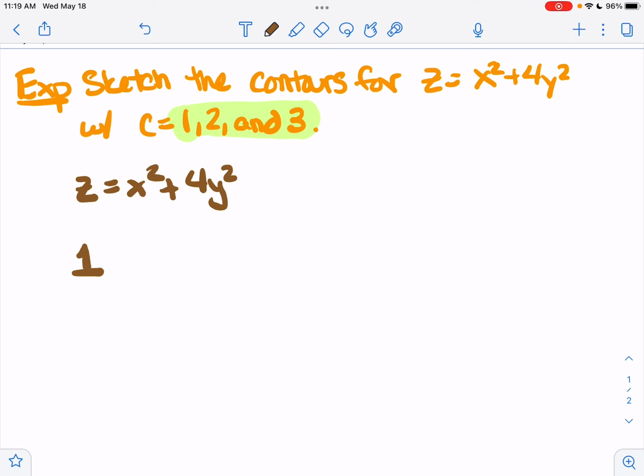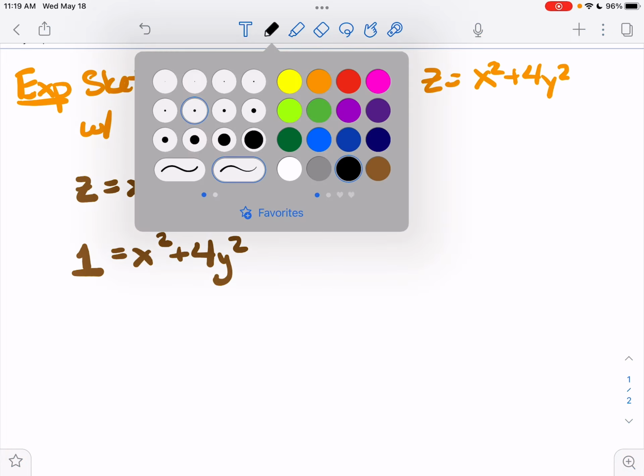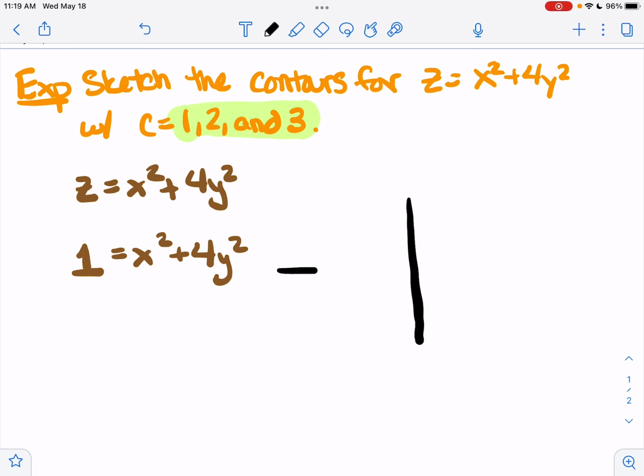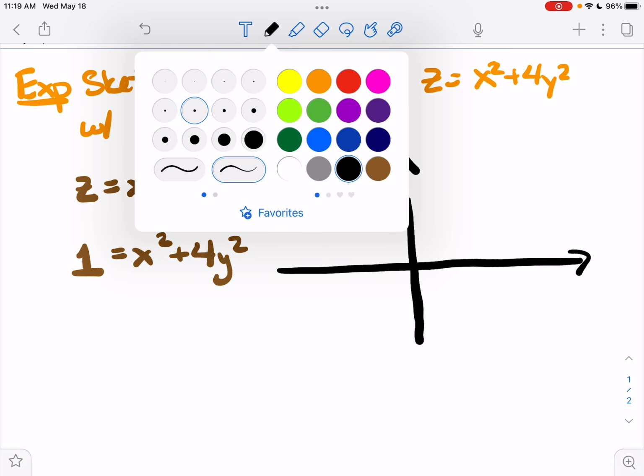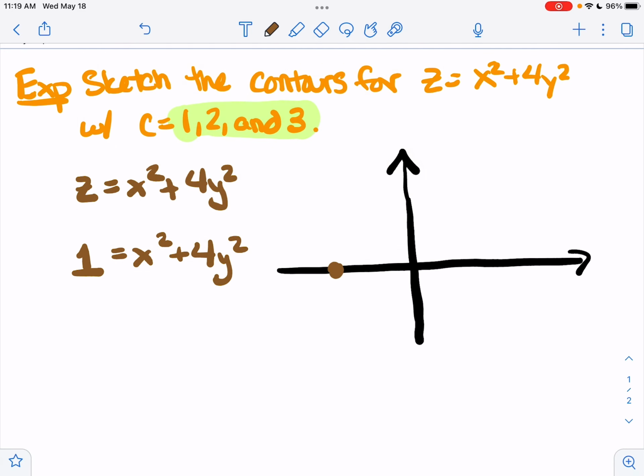So we have z equals 1, so 1 is x squared plus 4y squared, and this is an ellipse, right? So that vertical slice, that trace, is an ellipse, and so we'll draw an ellipse. And what ellipse do we have? If y equals 0, x equals plus or minus 1. So let's start with that, plus or minus 1 on the x-axis. If x is 0, let's see, y squared is 1/4, so y is plus or minus 1/2. So that's the ellipse that we get.